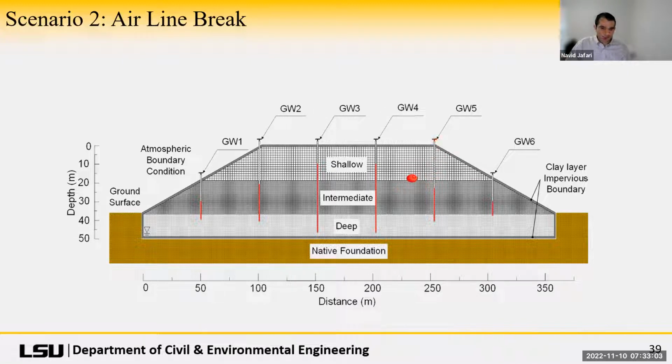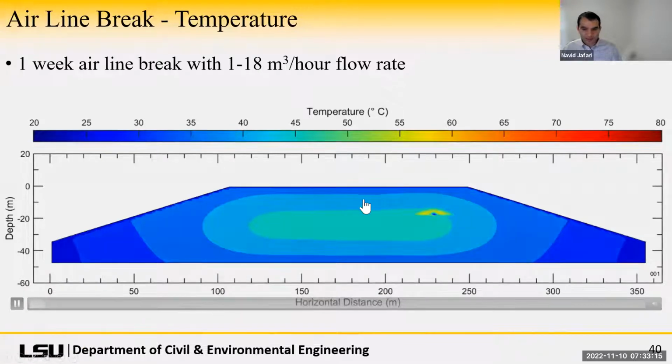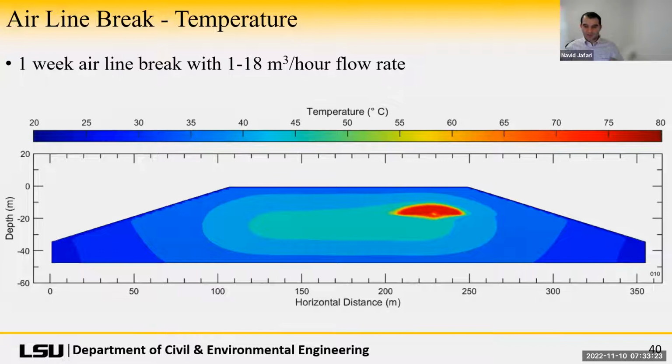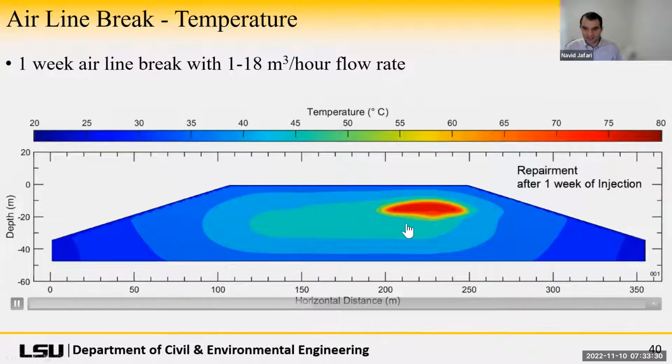So we use an example where there's an interface between the shallow to intermediate, and there's an airline break, and we want to see what happens. So if I play this video, we have an airline break. You can see a kind of a concave shape form with the oxygen just pouring into the landfill, basically causing aerobic reactions to the maximum that biological reaction can occur, 80 degrees C.